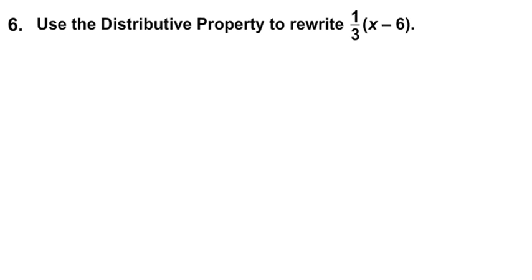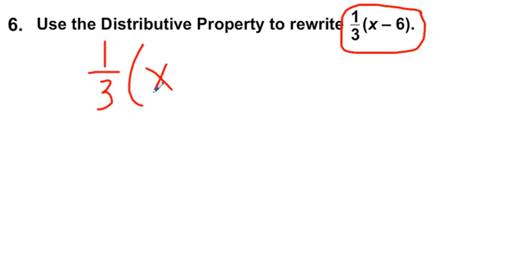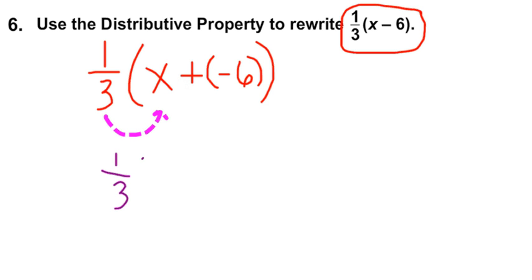Here's an example where we're dealing with rational numbers. So this is a fraction. The first thing we're going to do is look at this and say, okay, it's a subtraction sentence. Let's change it to an addition sentence. So this is actually going to be 1/3 times x plus -6. All right. So the number that's being distributed is 1/3. So 1/3 times x, and then we're going to distribute the 1/3 times the -6.